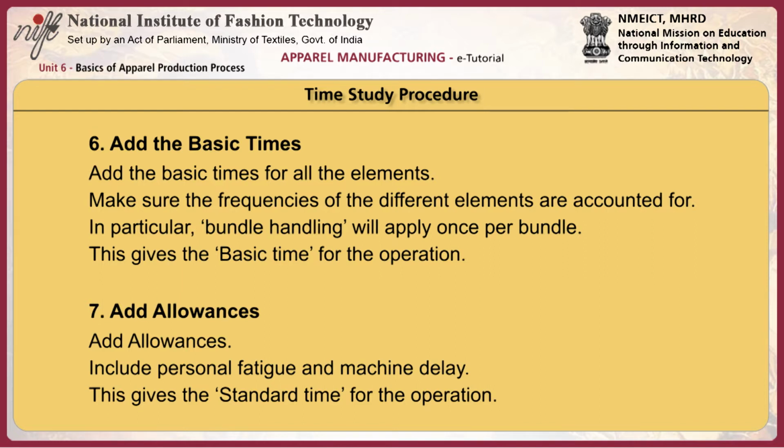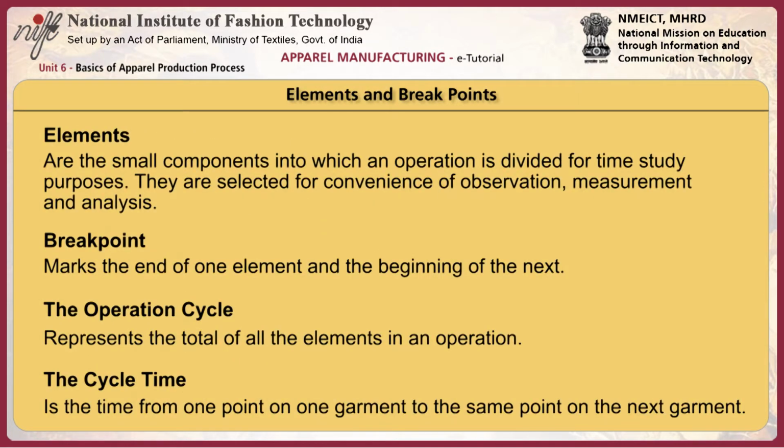This gives the basic time for the operation. Add allowances, personal fatigue and machine delay. This gives the standard time for the operation. Elements are small components into which an operation is divided for time study purposes. They are selected for convenience of observation, measurement and analysis.